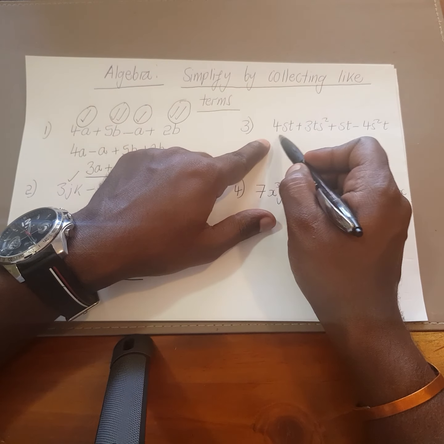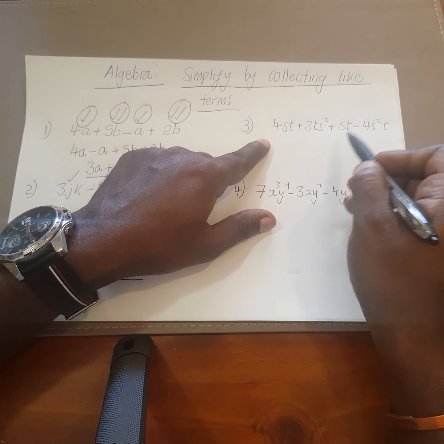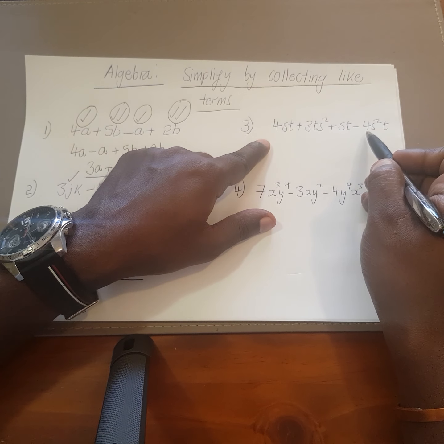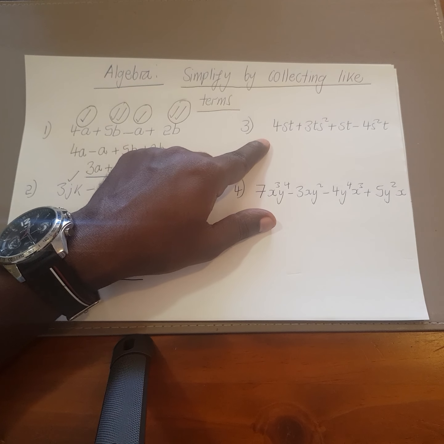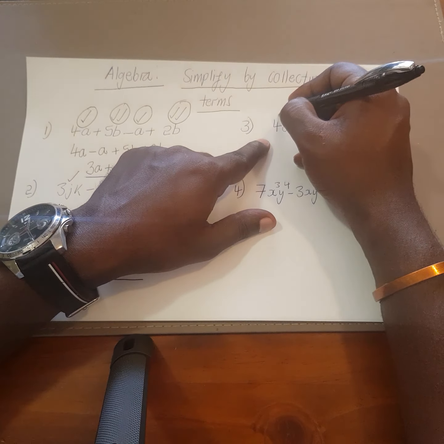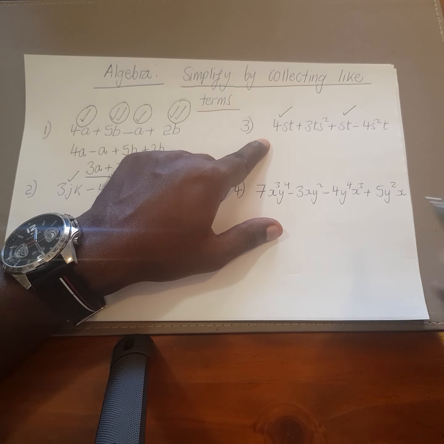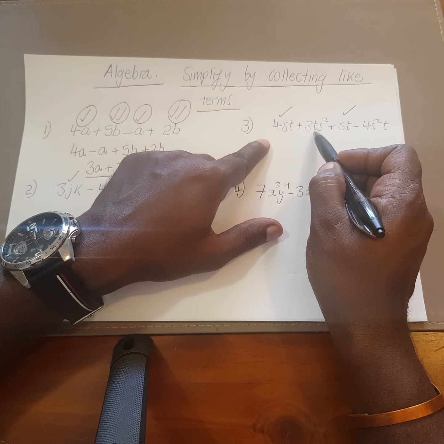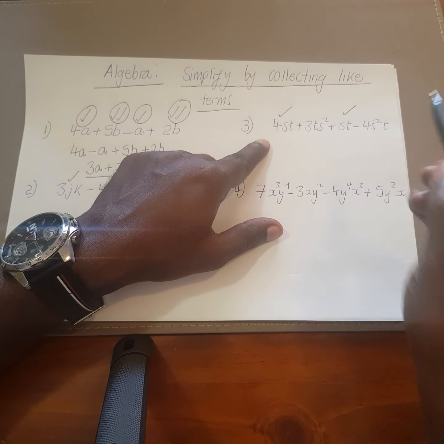I'll read it out. 4st plus 3ts squared plus st minus 4s squared t. All right, so what's the first thing we need to do? We're going to identify the like terms. So 4st and st are like terms. Now I'm looking at 3ts squared and negative 4s squared t.